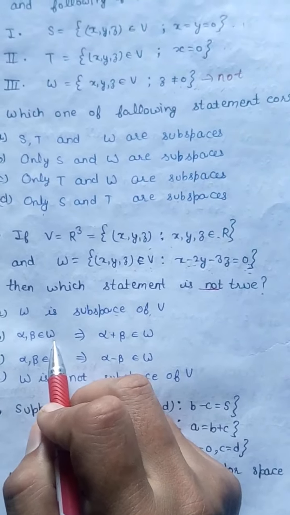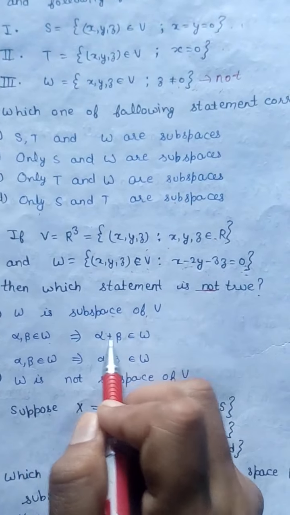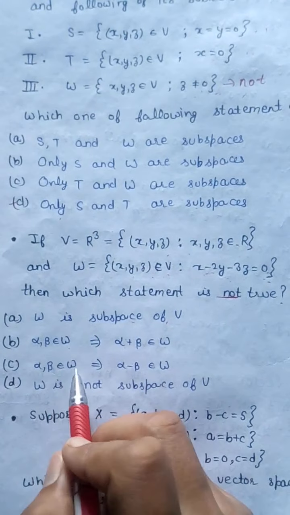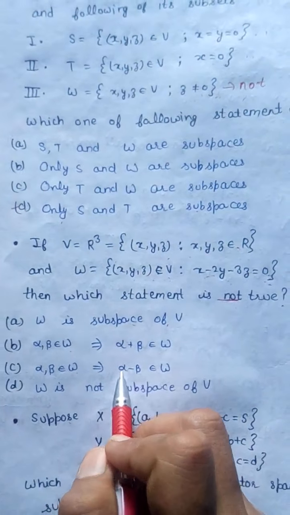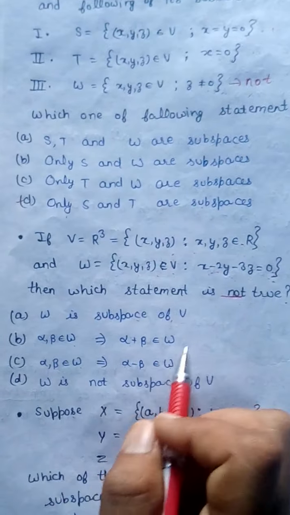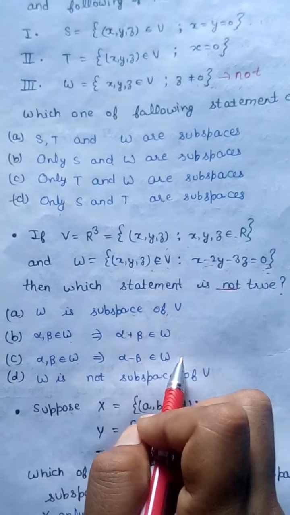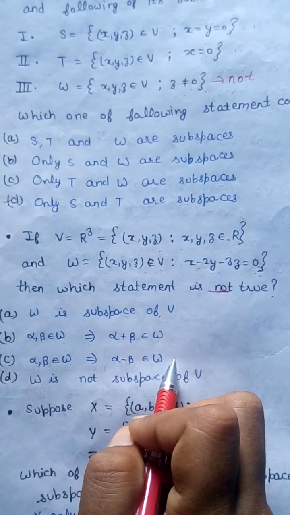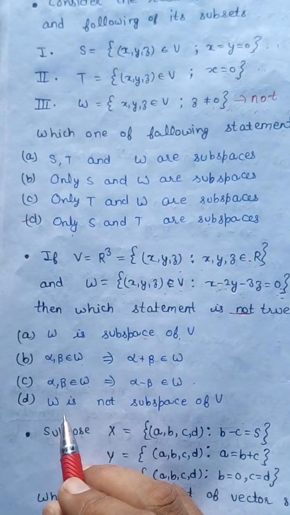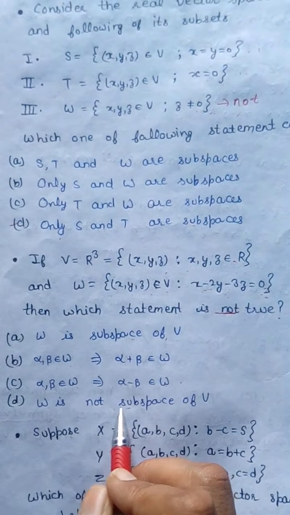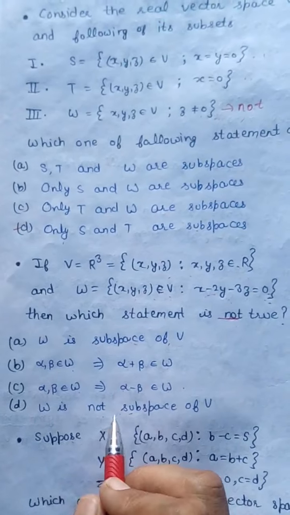Alpha, beta belongs to W implies that alpha plus beta belongs to W, and alpha, beta belongs to W implies that alpha minus beta belongs to W. These are the results of subspace, the necessary and sufficient conditions. The fourth result, W is not a subspace of V, is not true because W is a subspace of V.